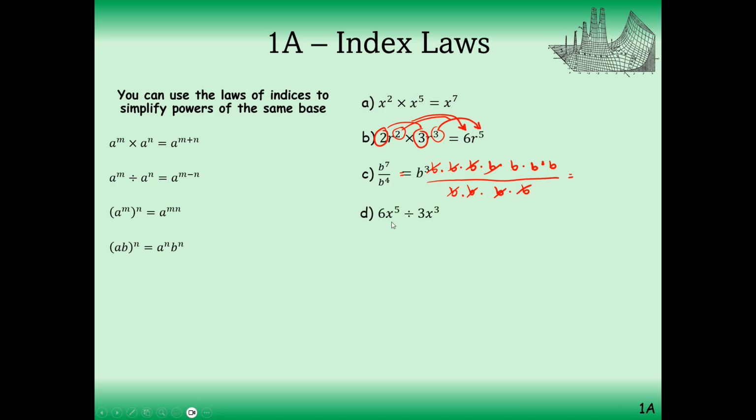So when you have 6x to the power of 5, divide by 3x cubed, 6 and the 3 divide to give you 2, and 5 minus 3 will give you 2 as well.